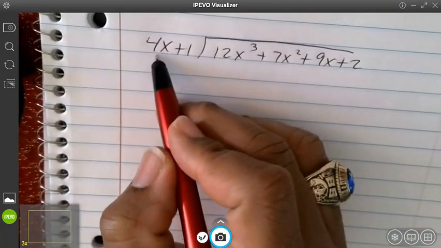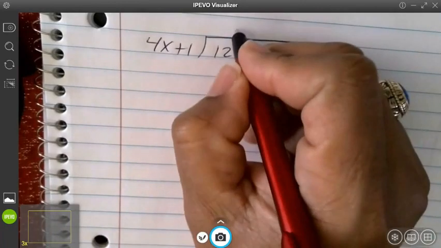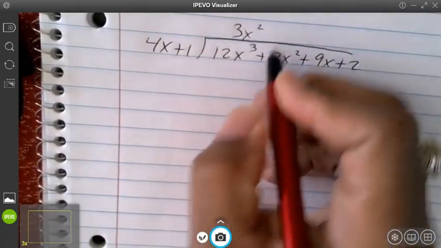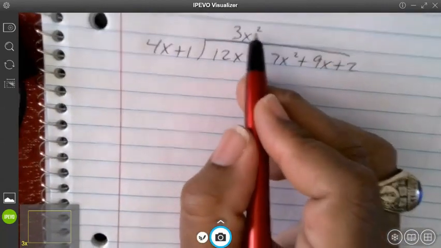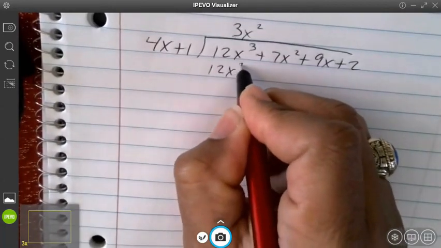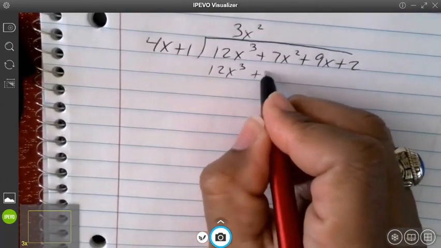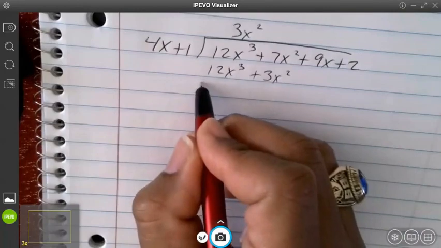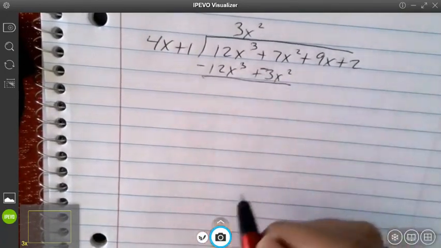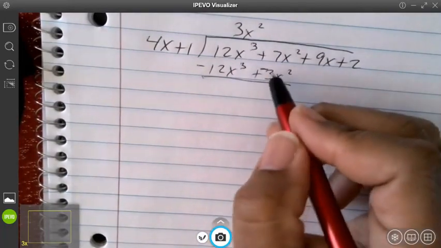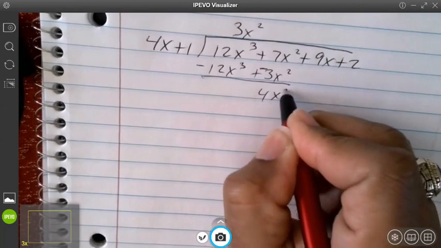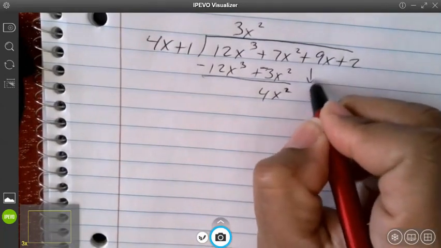Okay, so now what times 4 will give you 12 would be 3. What times x will be x to the third would be x squared. So if you did that right, you multiply both of these by 3x squared. So it gives you 12x to the third plus 3x squared. Then you subtract it. Okay, good, because that canceled out. 7 take away 3 would be 4. It's still x squared. Then you brought down the next term.